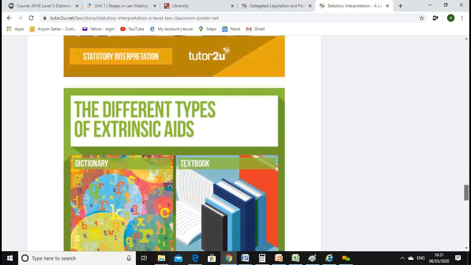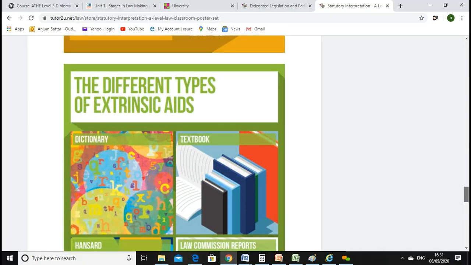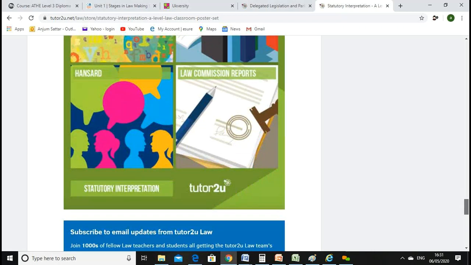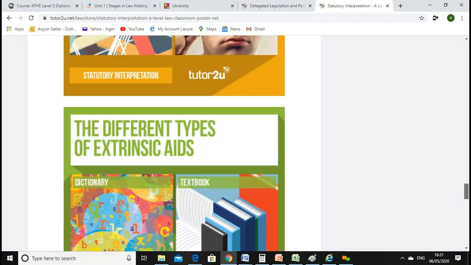And for different types of extrinsic aids, we can look at different dictionaries, textbooks, and law commission reports. You look within the law, and you look at external reports about it, different people's interpretations. Any questions there?